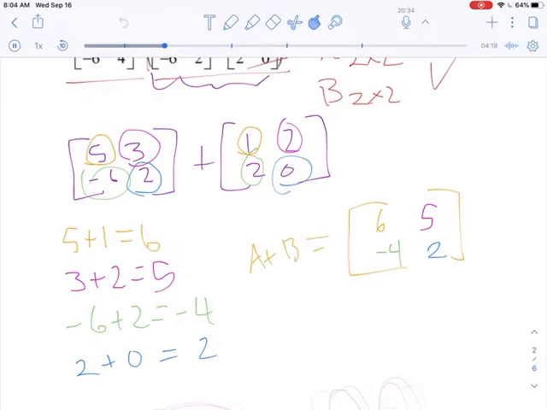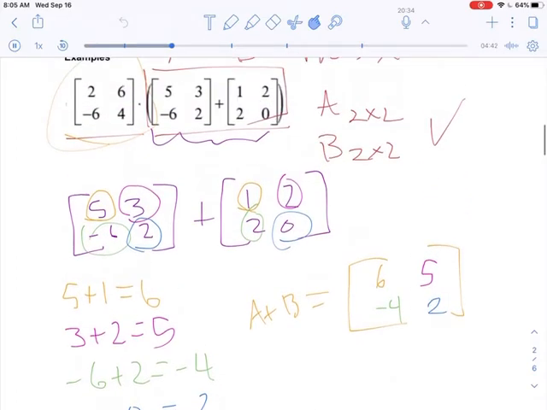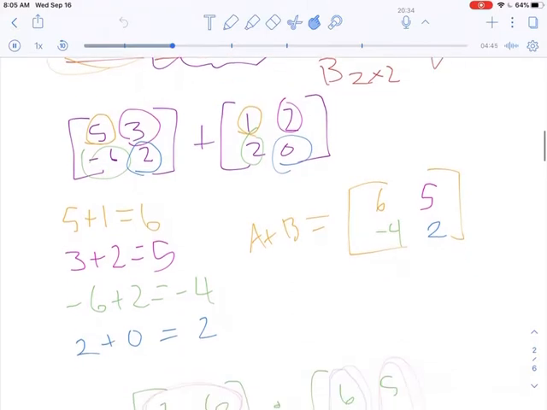Now we need to go back, and we're multiplying A plus B to C. We'll just label that matrix C. So for multiplication, we have to make sure that the number of columns in the first matrix, in this case C, matches the number of rows in our second matrix.